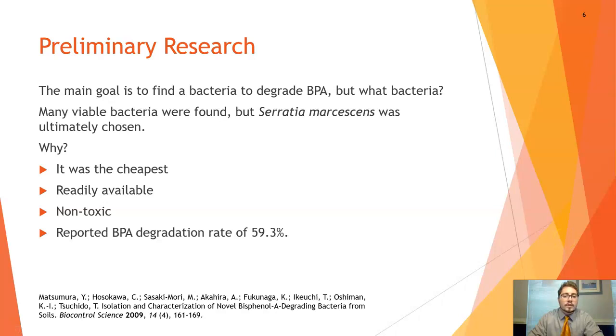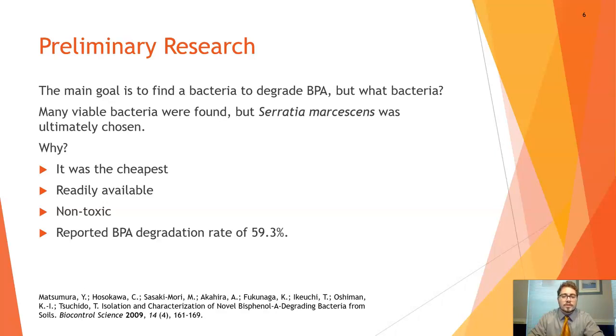So going over the preliminary research, the main goal is to find a bacteria to degrade BPA. But we didn't have a bacteria chosen yet. We didn't know. So there was a lot of literature research that we had to do. A lot of reading. Just reading what the other papers were saying and what they were doing and what they found. So many viable bacteria were found, but we ended up choosing Serratia marcescens as the bacteria for our research.